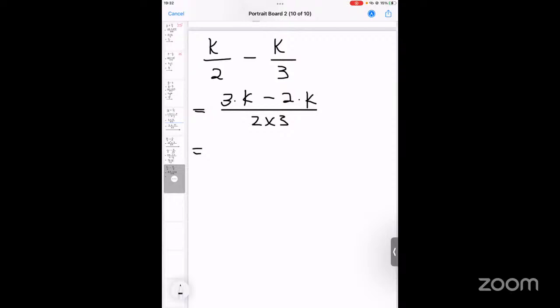Next, I wrote as the numerator k to the power of 3, minus k to the power of 2. And as the denominator, I just wrote 6. Then it's done. Yes, it's done.